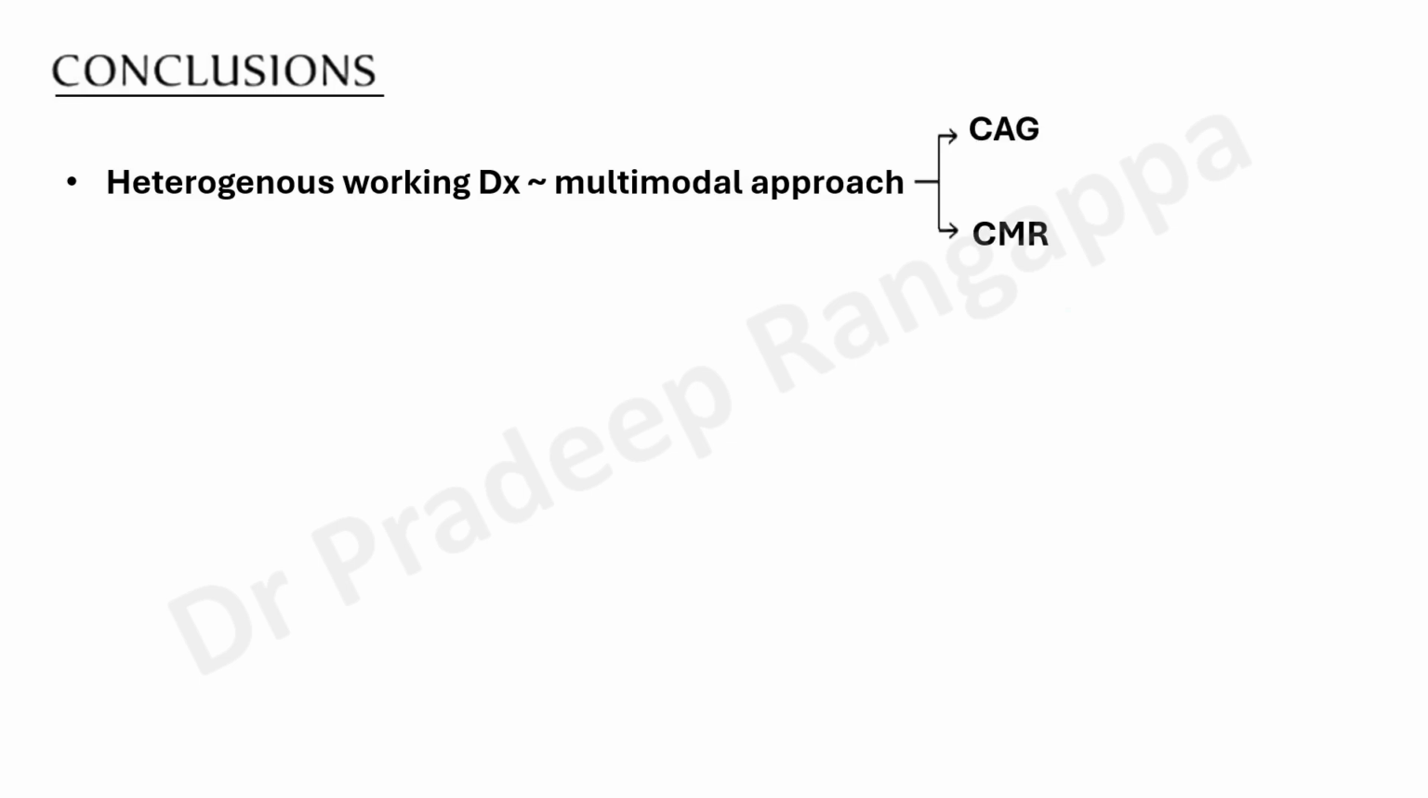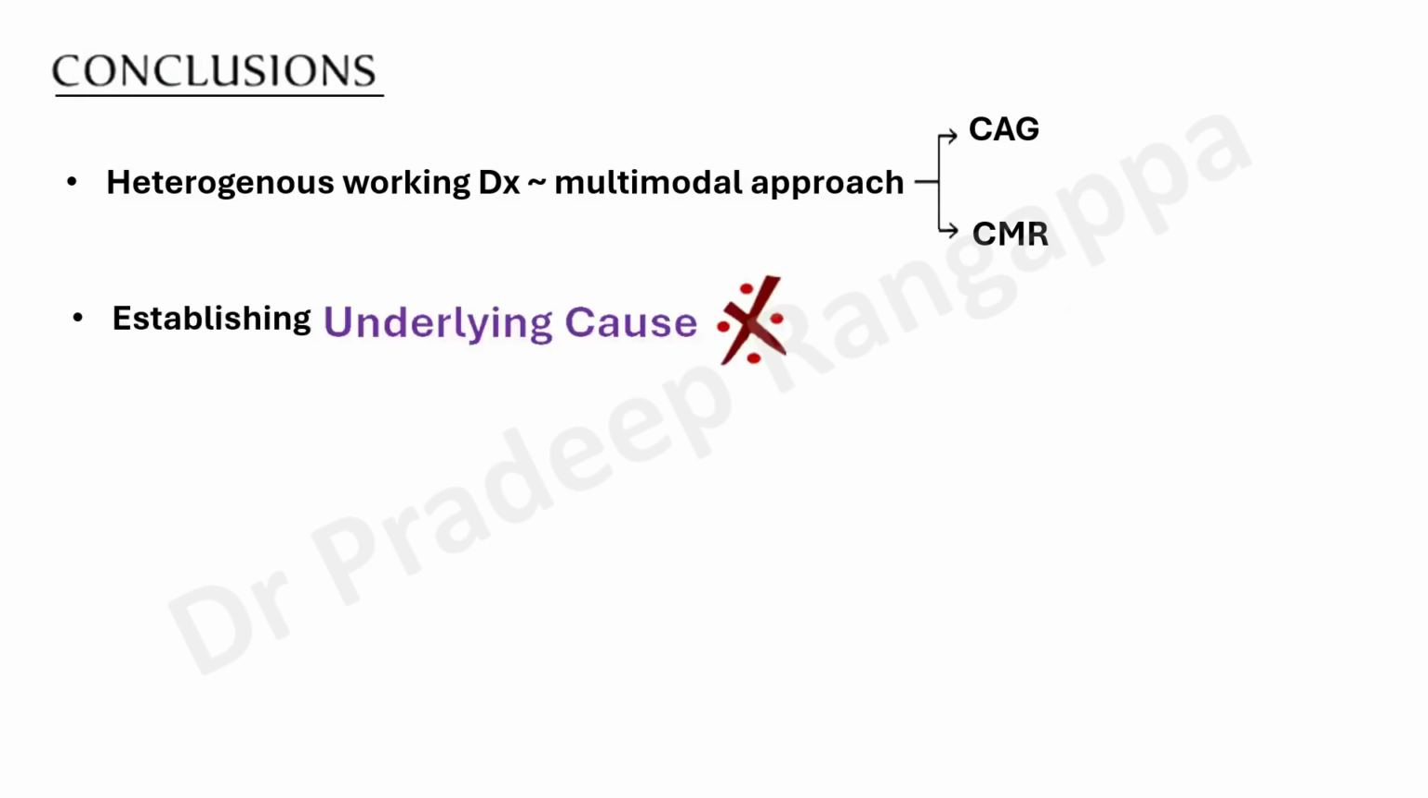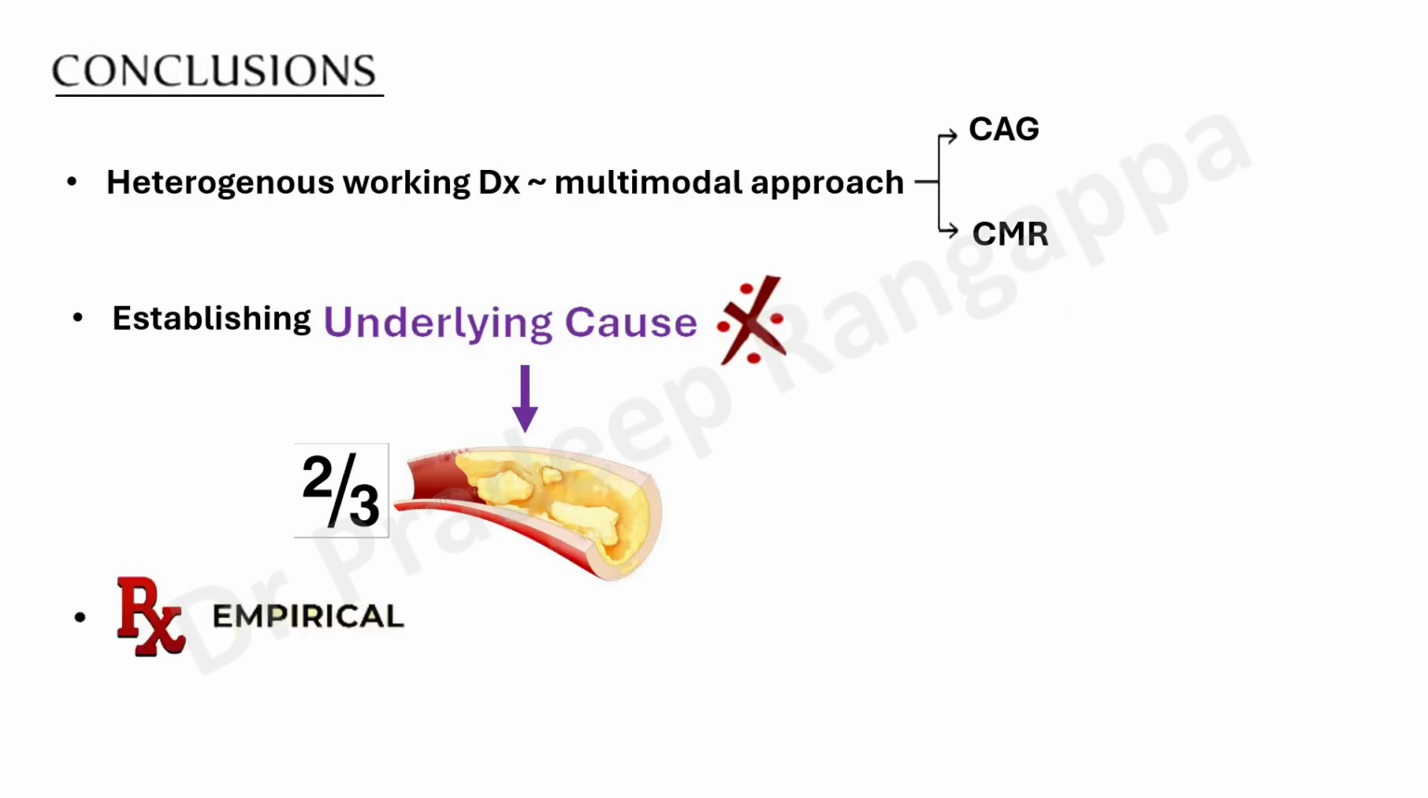So the crux is don't ignore. They need to undergo coronary angiogram or cardiac MRI, and they need to be on follow-up because the risk of future mortality and morbidity will be high, and establishing the underlying cause is terribly important. As I said, two-thirds of MINOCA are due to plaque rupture, so that needs to be kept in mind. Treatment, as I said, is empirical. You have to lower the heart rate, reduce the afterload, optimize preload, and so on and so forth. But we need much larger randomized controlled trials to understand MINOCA and to devise more definitive therapeutic options.